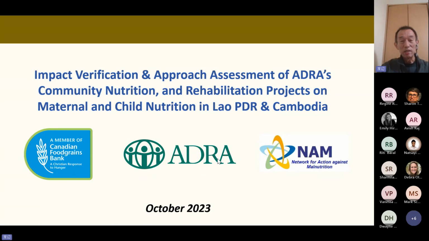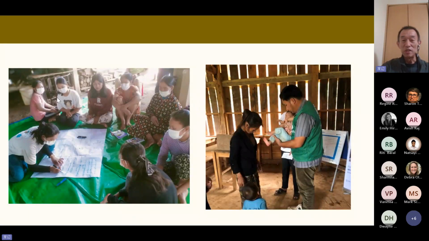So I did this work titled Impact Verification of Approach Assessment of ADRA's Community Nutrition Rehabilitation Project in 2 countries. I'm a nutrition consultant, but right now I'm also head of my own NGO called Network for Action Against Malnutrition. This is the picture of the 2 countries program. Unfortunately I couldn't visit the Cambodia program, so I took this photo from the report, and the right hand photo was the one I took in Xiangguan.